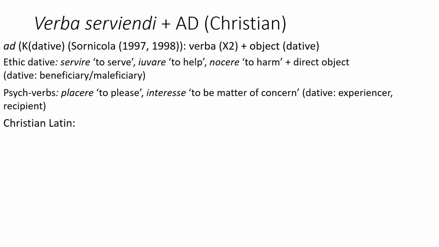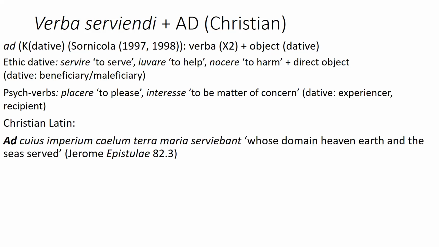The most important here is servire, because of the earliest examples in Christian Latin. We get examples like this: ad cuius imperium caelum terra mare serviebant. All right, so ad cuius imperium serviebant. So heaven, earth, and sea served his domain. Ad imperium serviebant. So here we see ad seems to be replacing the original Latin dative.